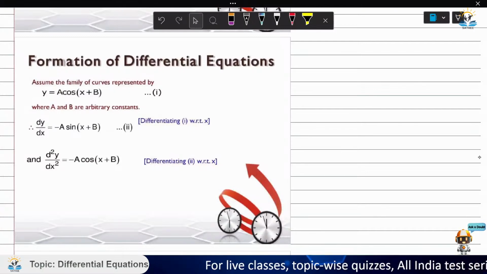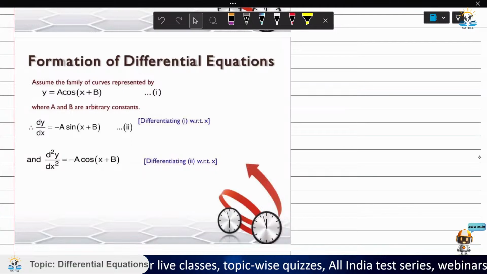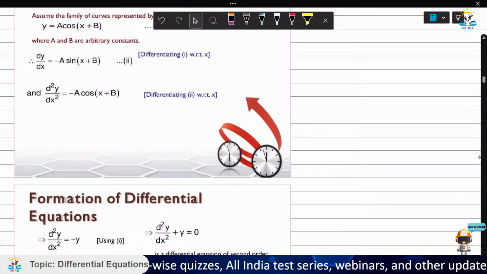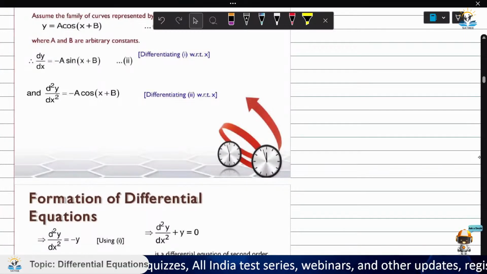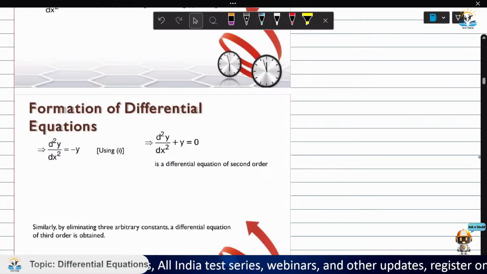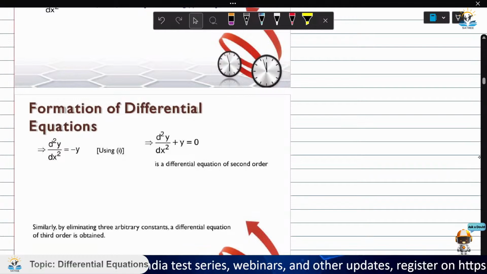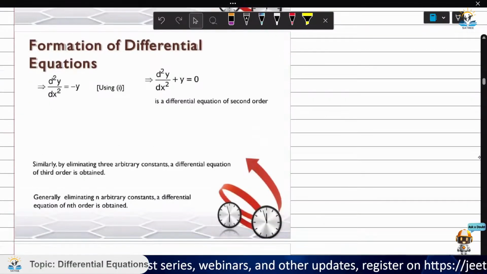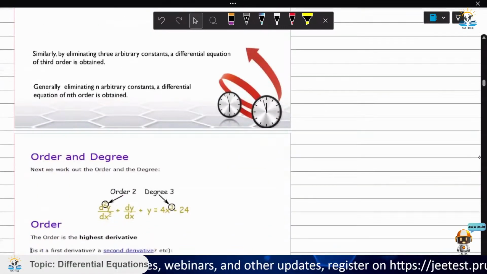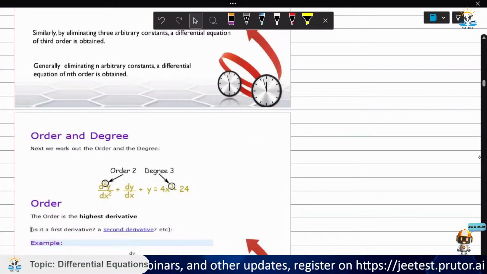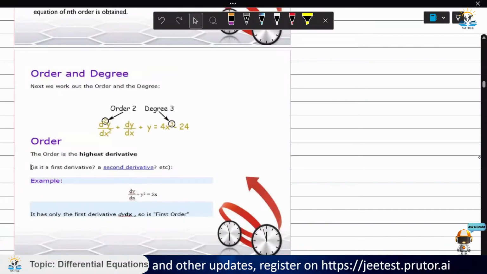dy by dx is equal to minus a sin x plus b. Okay, and d square y upon dx square. So we can write a differential form of the equation. This is the differential form, if you can see. Yes, now getting to order and degree, what do order and degree look like for a differential equation?